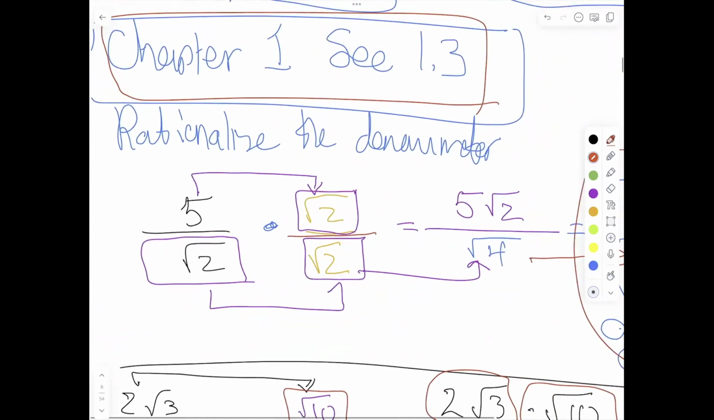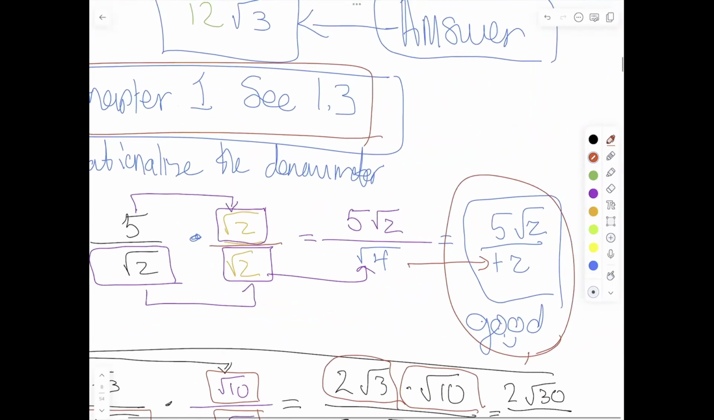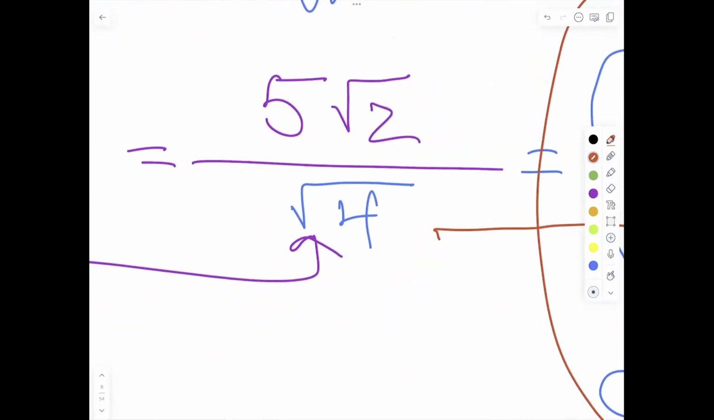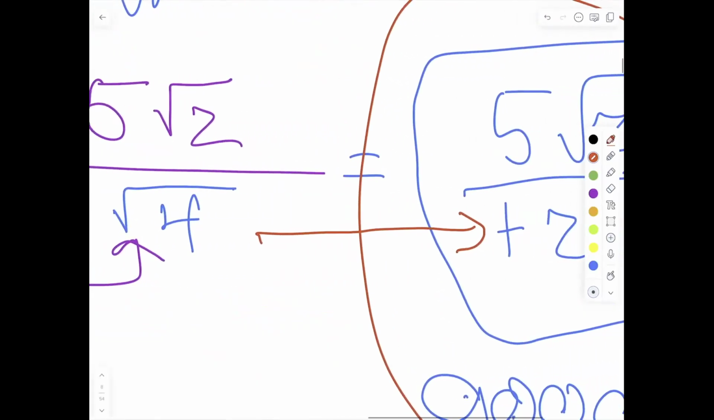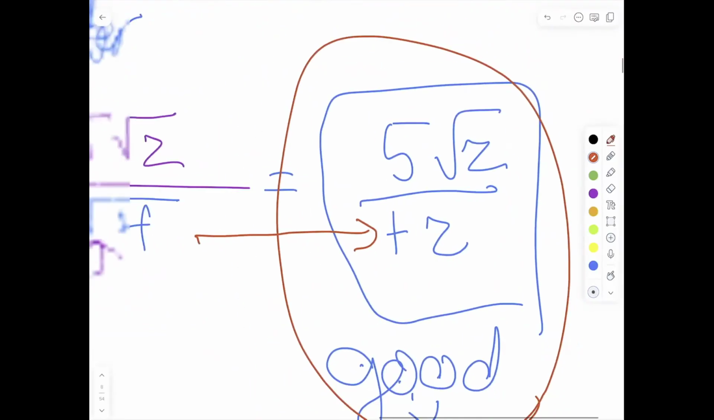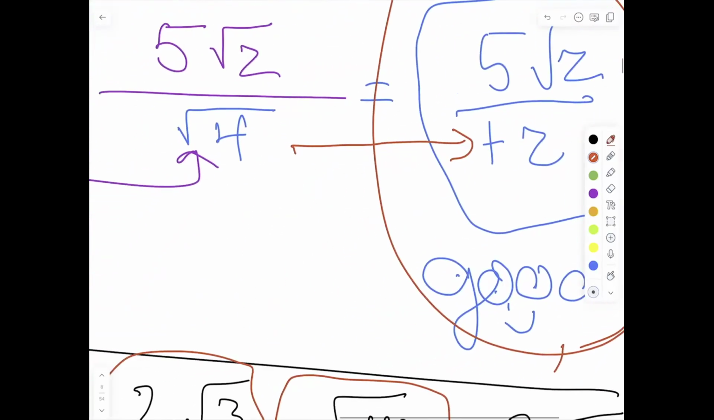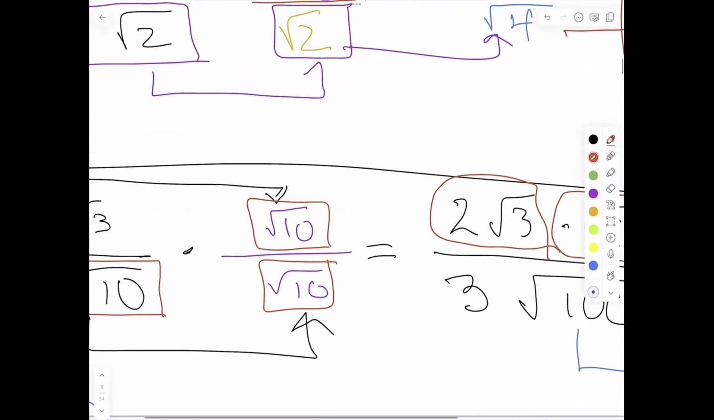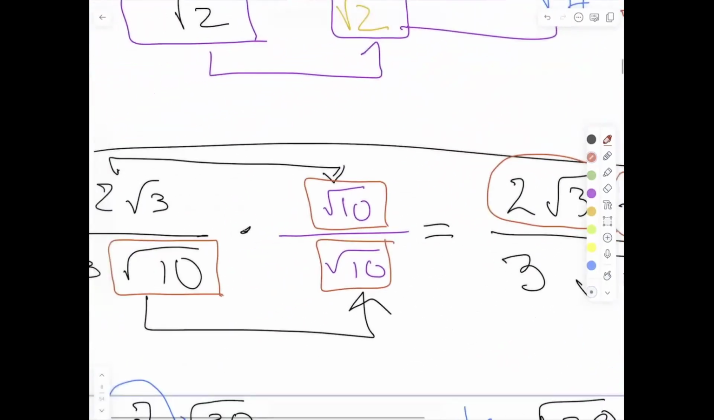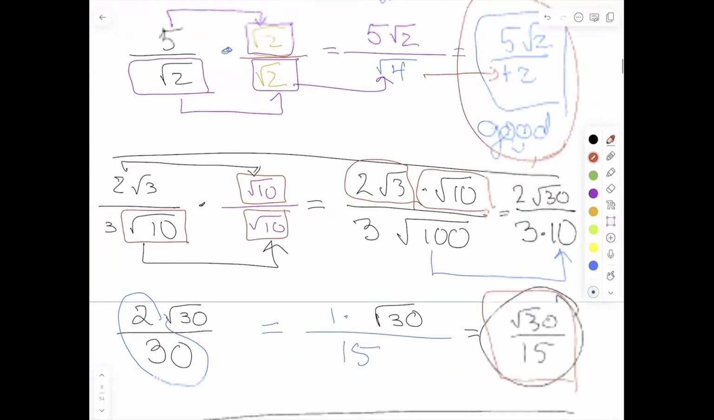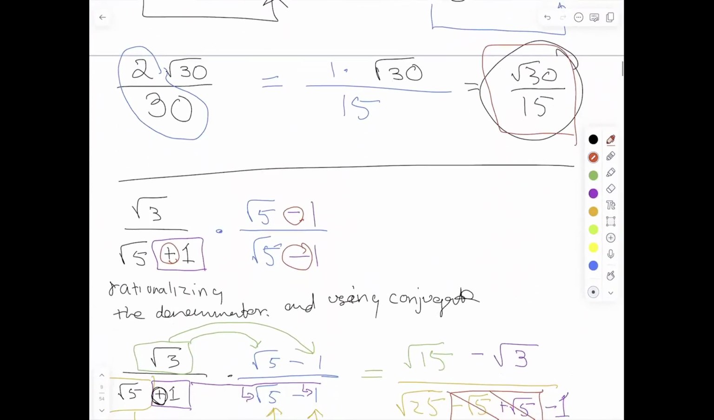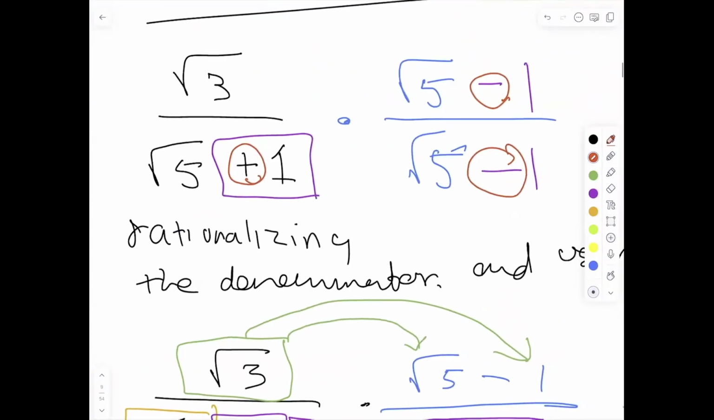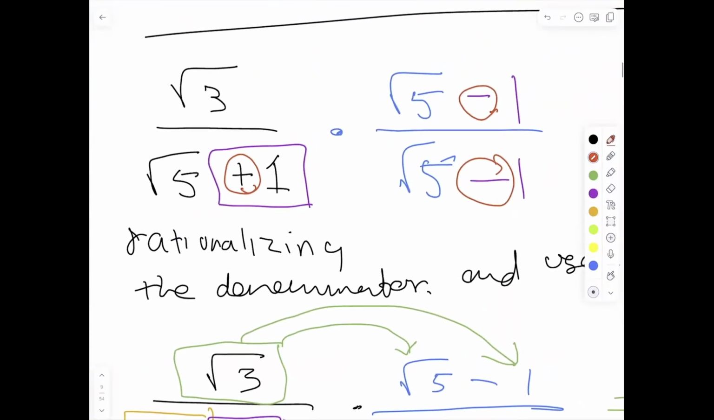If you're laughing because of the math, I love it. Keep going. So 5 square root of 2 over square root of 4. We take the square root of 4, it becomes positive 2. And 5 square root of 2 over 2. I'm done. That's another question on tomorrow's exam. Oh my God. Something fell. All right, next. What happens if we have a binomial in the denominator?